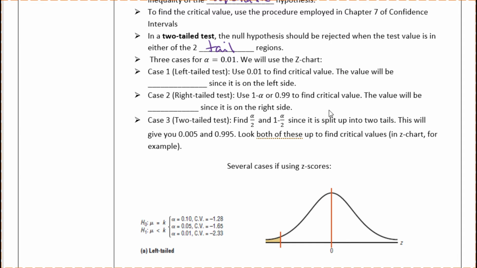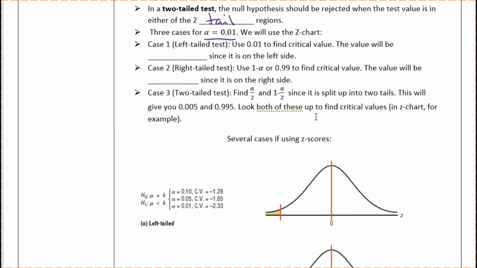Three cases for alpha equals 0.01. We're going to show you how to find the critical value if we have a significance level of 0.01. We're going to be using the z-chart for this, so we're going to need to pull the z-chart out. I'm going to be using that for these cases.